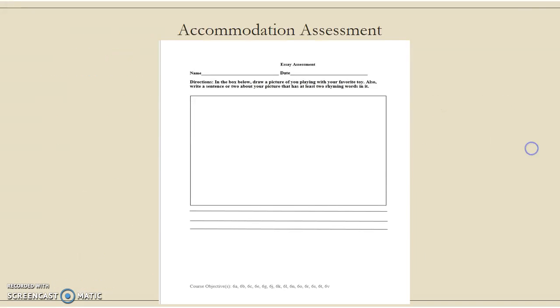So here is my example of my essay assessment that I would use for accommodation, and the directions include in the box below: draw a picture of you playing with your favorite toy. Also write a sentence or two about your picture that has at least 2 rhyming words in it.